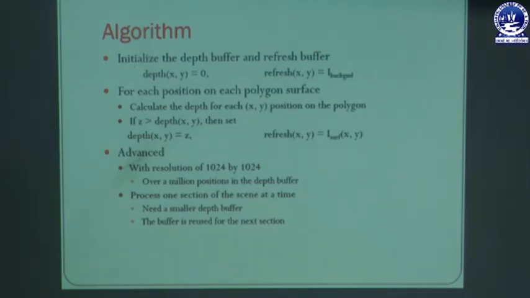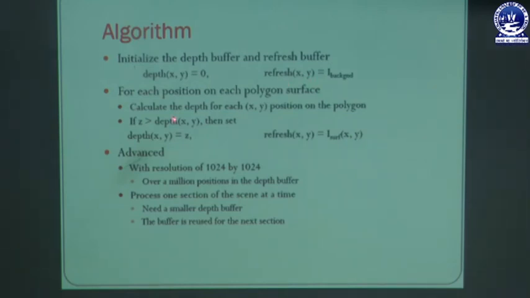First, initialize the two buffers. One is the depth buffer and the other is the refresh buffer. Here the depth buffer stores the depth values of the given object's pixel elements, and the refresh buffer stores the picture, image, and background color elements.